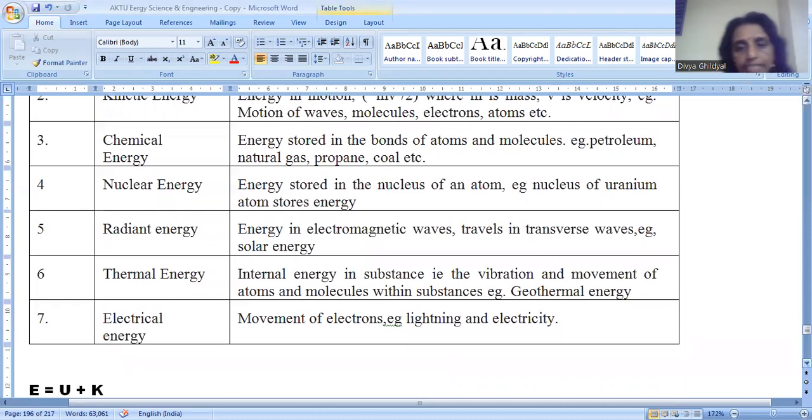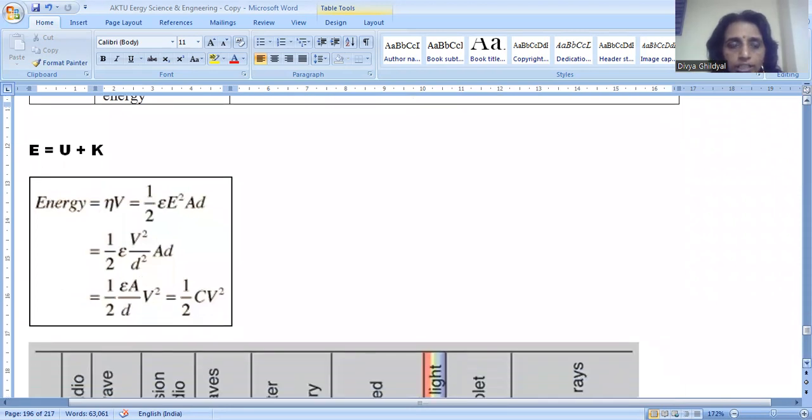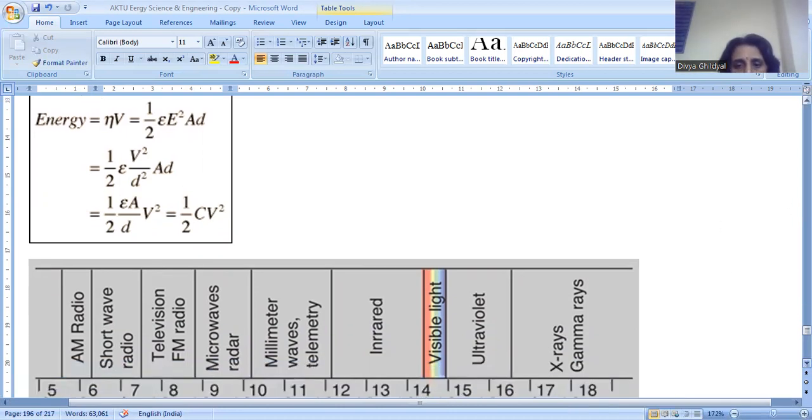Thermal energy, internal energy in substance, that is the vibration and movement of atoms and molecules within the substance. Electrical energy, movement of electrons, that is the lightning and electricity. Total energy is always equal to the sum of potential energy and kinetic energy. Other forms of energy in electricity can be half CV square, where C is capacity of the capacitor, V is the potential difference. There can be half epsilon E square, half epsilon V square upon D square.